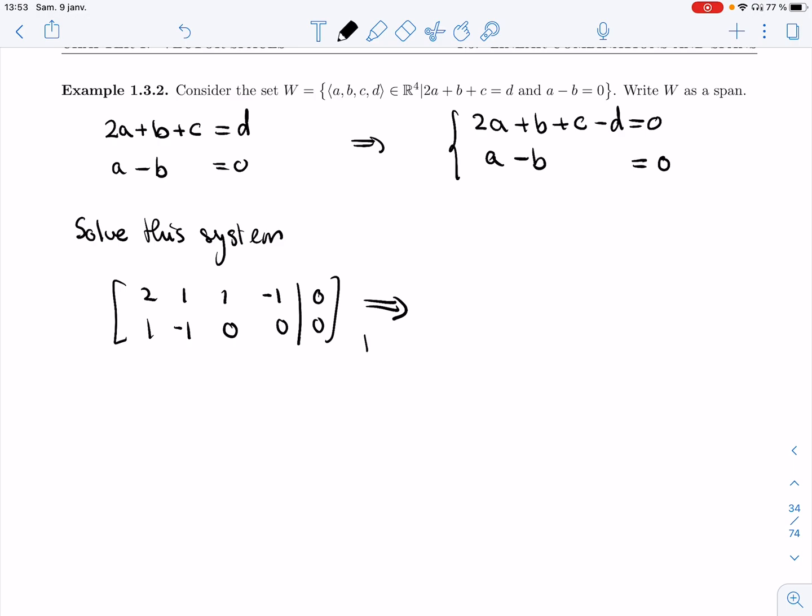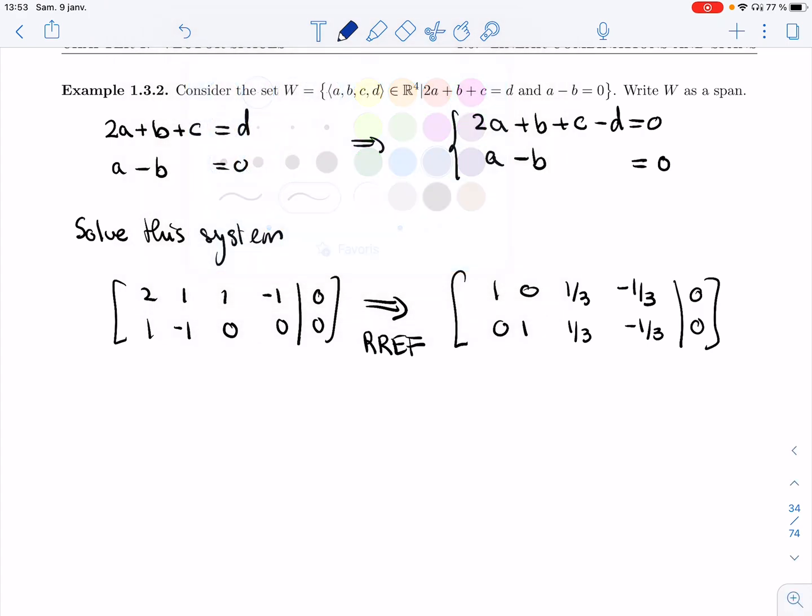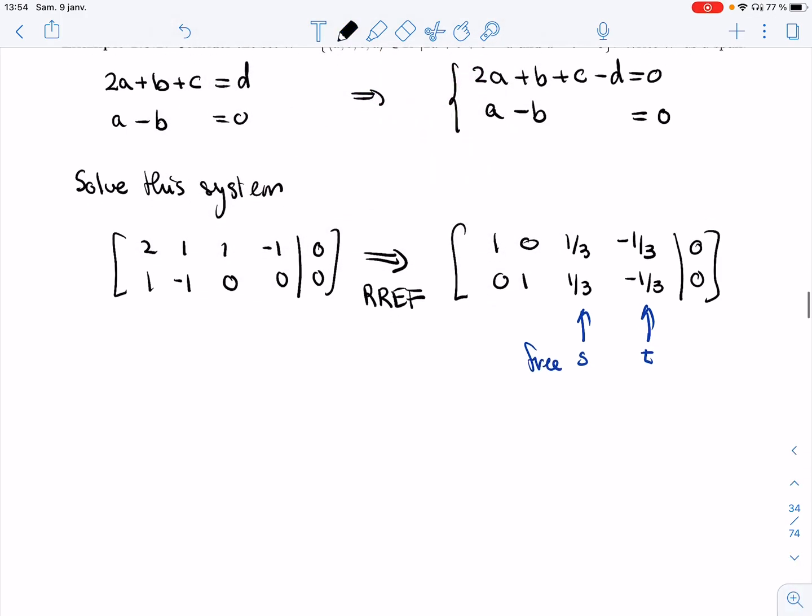Let me just do it for you guys. We just did one completely. Let's do this one with a bit of magic. This is what I got. 0, 0. And so I'm getting s and t here, two free variables. I have my two leading coefficients.